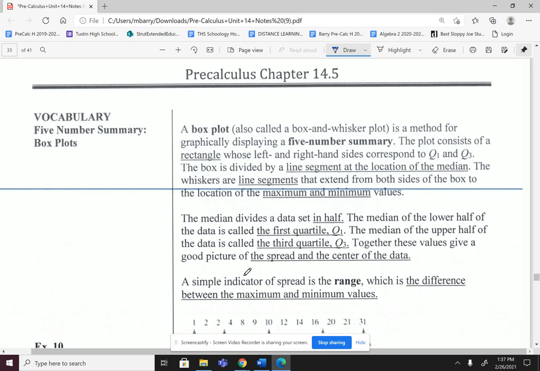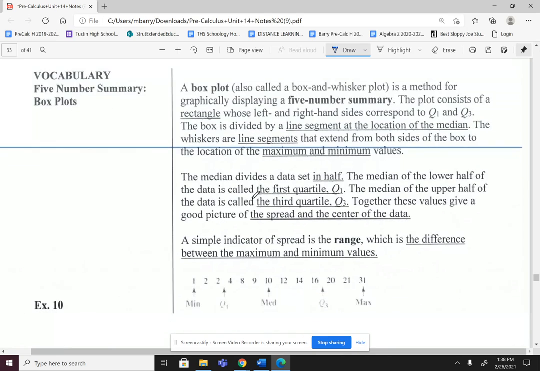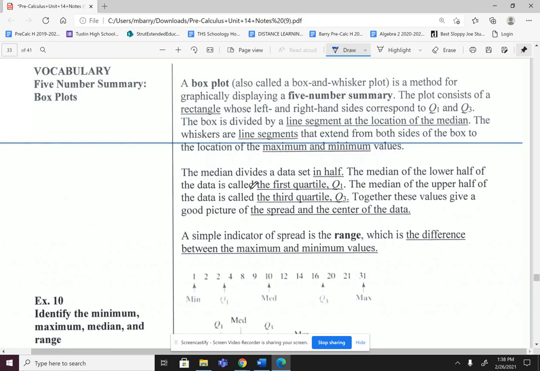All right, next up, we're going to talk about 5-number summary and box plots. So a box plot, which is also called a box and whisker plot, is a method for graphically displaying 5-number summary. The plot consists of a rectangle whose left and right-hand sides correspond to Q1 and Q3, which we'll talk about later. The box is divided by a line segment at the location of the median, and the whiskers are the line segments that extend to the max and the min values, okay?